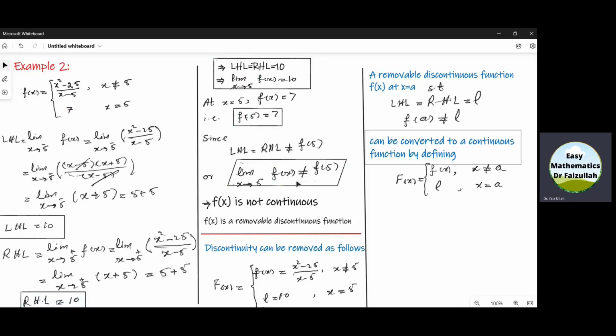It is called a removable discontinuity because we can convert this function to a continuous function by defining a new function capital F of x, which will be equal to the same value of the function when x is not equal to 5, but here we shall use that value of the function which we get from the limits. So at x is equal to 5, its value will be equal to the limits of that function. And now this capital F of x is a continuous function at x is equal to 5.